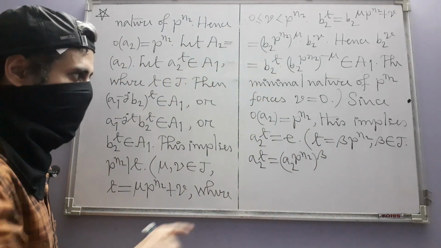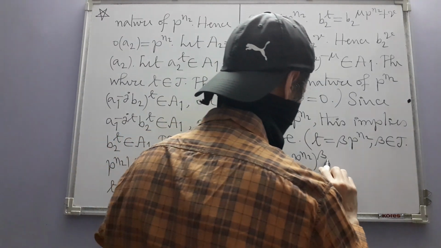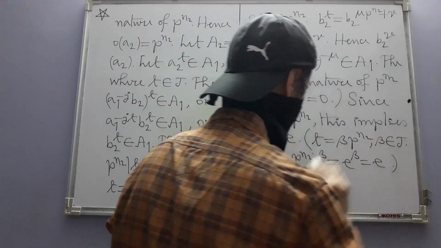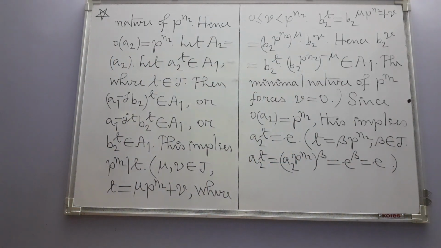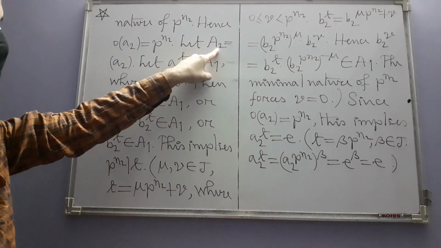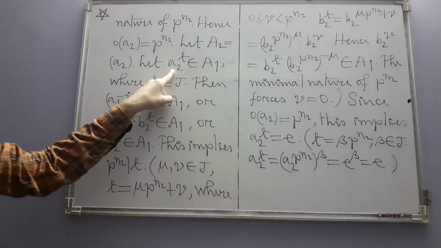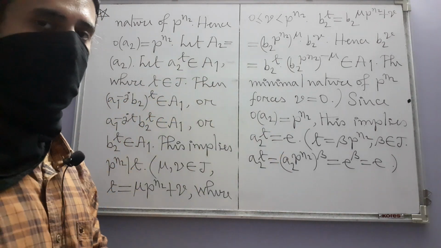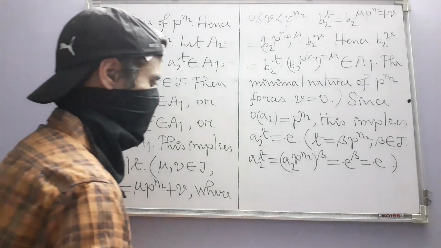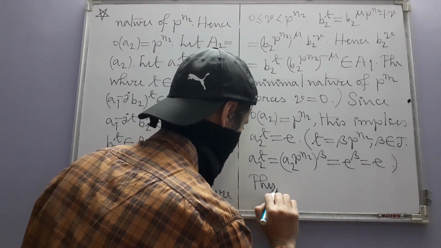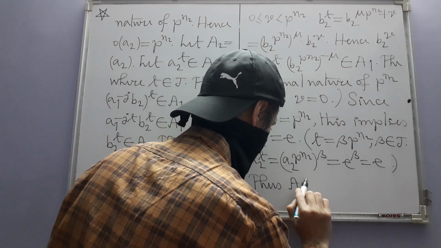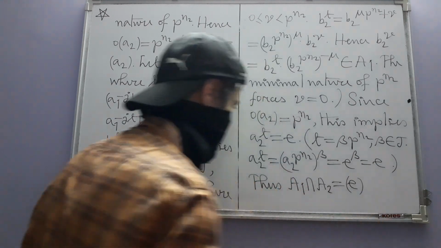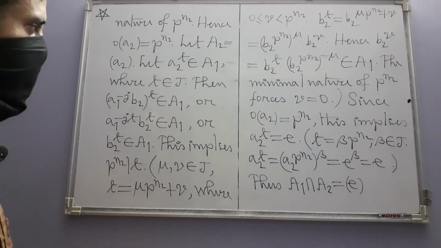Then what do we get? Order of A2 is p to the power n2. So this is identity. And that's how we get identity. So this element of capital A2, which was any element of A2, which we have considered to be in A1, must be equal to the identity, nothing else. Thus, the only common element is identity, and that is why the intersection is trivial. That's what we wanted to show.